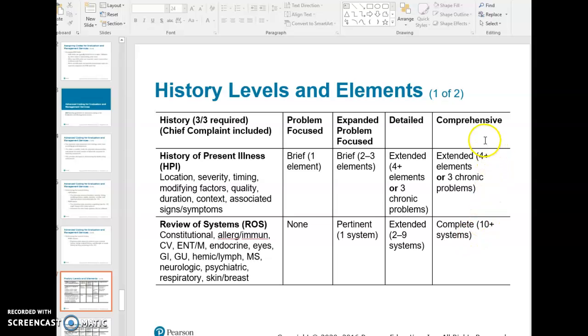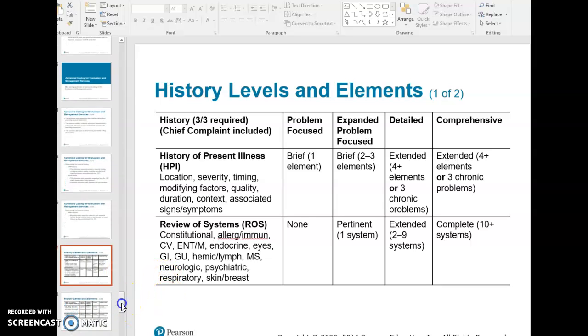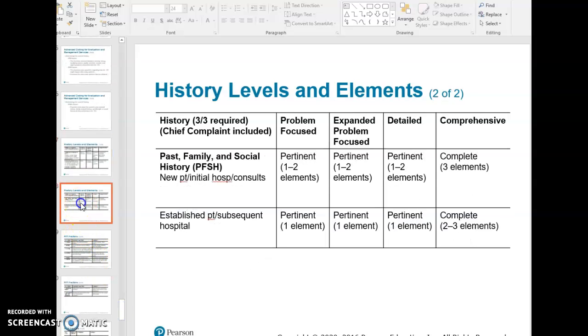So remember, the more systems that have to be taken into consideration, the more complex the decision making is. So looking over here, history and physical, we have 4 elements or 3 chronic problems. And in the review of systems, 10 systems can be looked at to determine the history of the illness and the level of medical decision making.